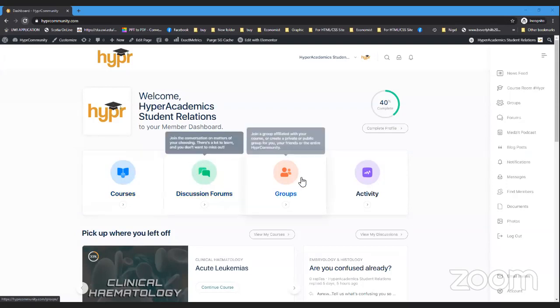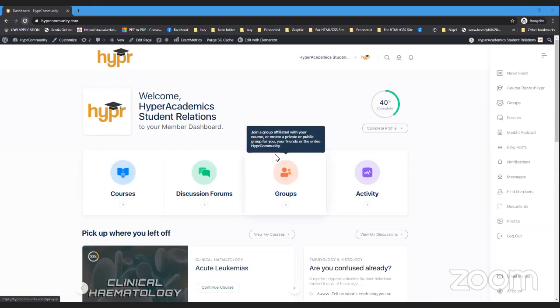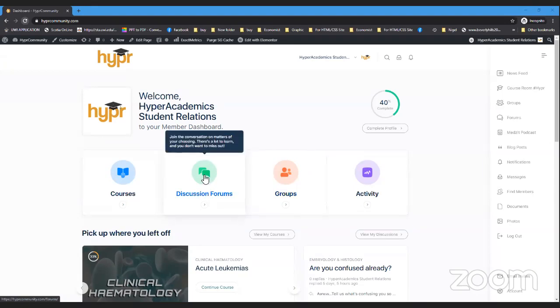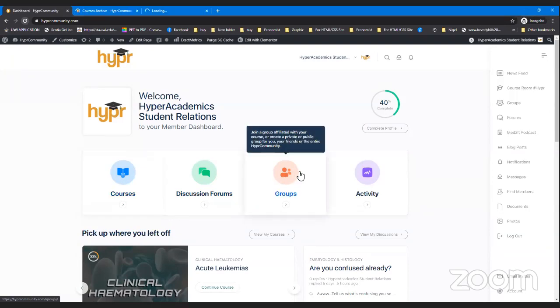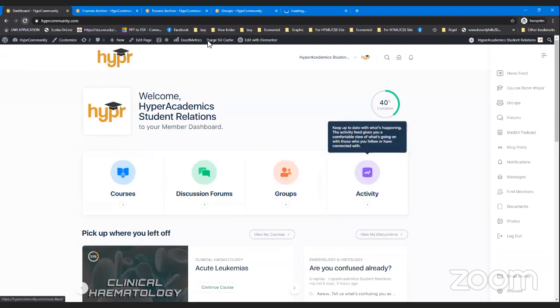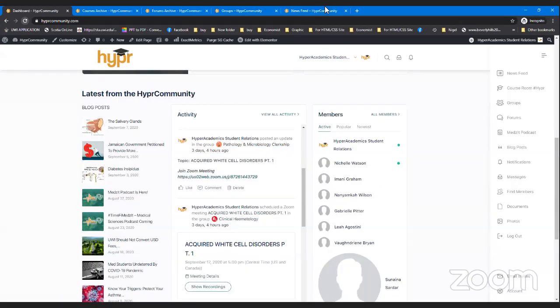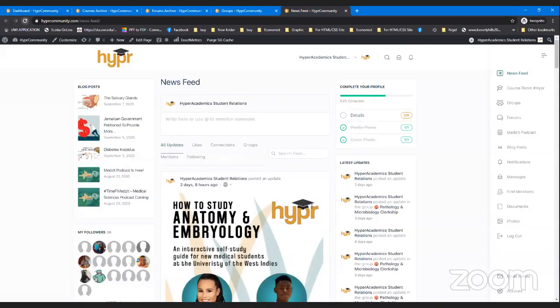Discussion forums: when you join a group, each group will have a discussion forum, so you can access it right there. And then there's also the activity feed, which is basically when anything is posted, you can see a snippet of the activity feed right there. It looks quite similar to Facebook and so forth.